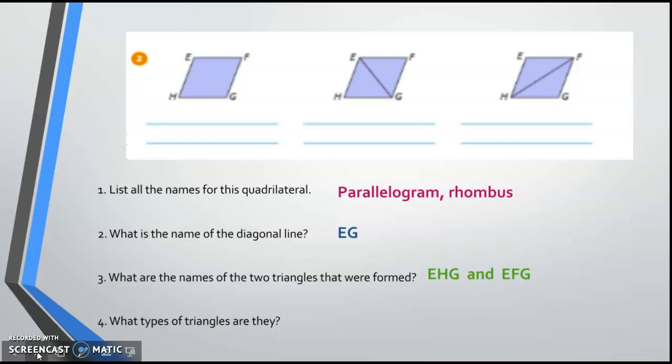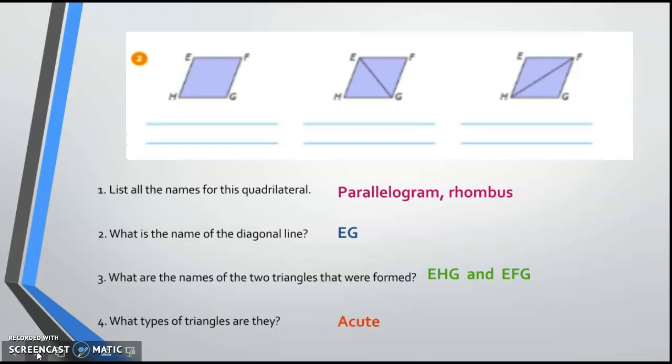E is an acute angle. At vertex G, that's acute. At vertex H, that's acute. So that's an acute triangle. Does it match on the other side? E and G are acute, and F is also acute. So we have 2 acute triangles.